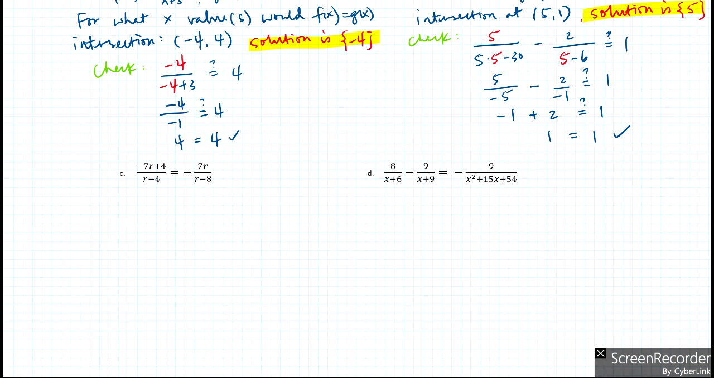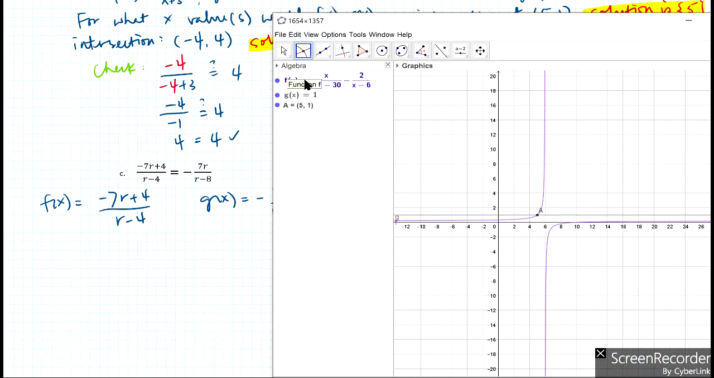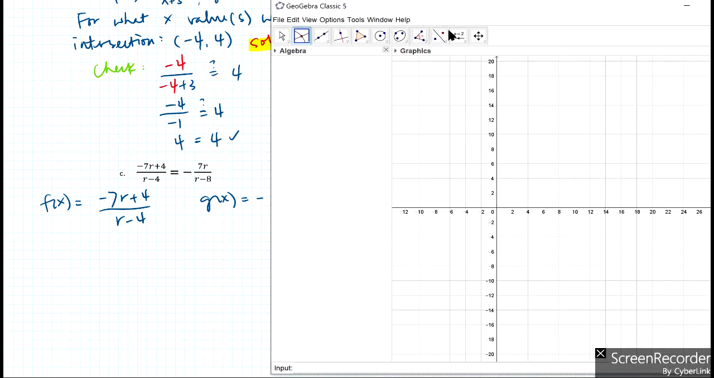In part C, we have these two sides. We can define f of x to be equal to negative 7r plus 4 over r minus 4, and g of x equal to negative 7r over r minus 8. So going into GeoGebra, we can do the same thing. I'm going to go ahead and delete the other points. So the input, the first one, f of x is equal to, make sure to put parentheses, negative 7r plus 4 all over r minus 4.